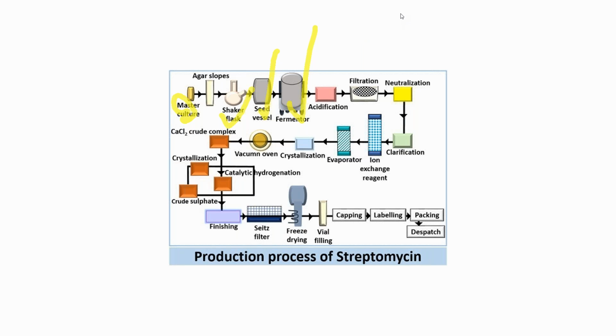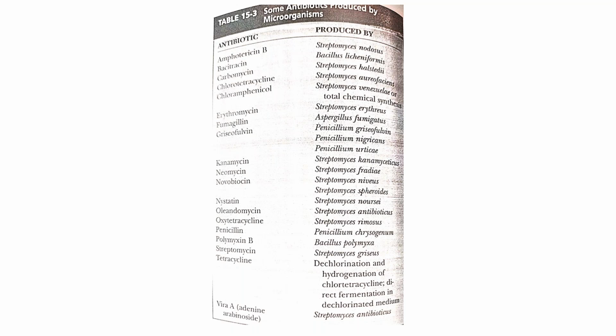How we are going for industrial production of streptomycin right from the starter culture up to the packing and dispatch, just for your information. So this is a chart which I have obtained from one textbook. You have got a lot of antibiotics with the organisms, cultures. This is most important for your multiple choice questions. See, a lot of antibiotics.